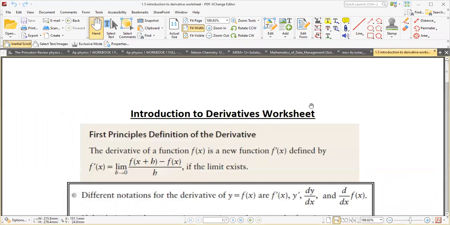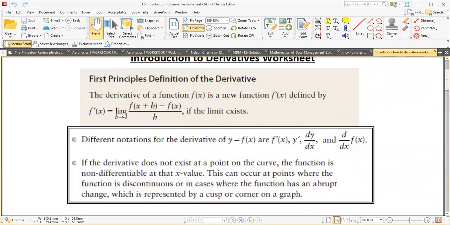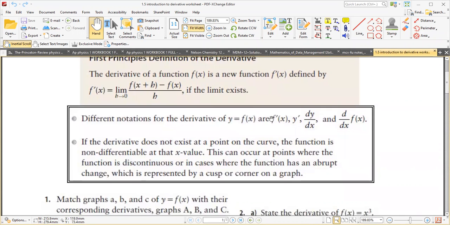Okay, now for the worksheet, let me just explain. So f prime is the limit of f of x plus h minus f of x, divided by h. This is the first principle definition of the derivative. When we ask you to take a derivative using the first principle definition, use that formula. The derivative of the function, you can show as f prime, or y prime, or change of y divided by change of x, rise over run. This is a slope, right? The definition of the derivative is a slope. Or sometimes you can show it as d of f of x divided by dx. All of them mean the same thing.